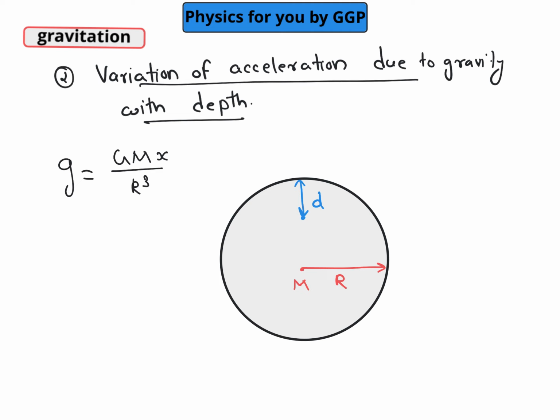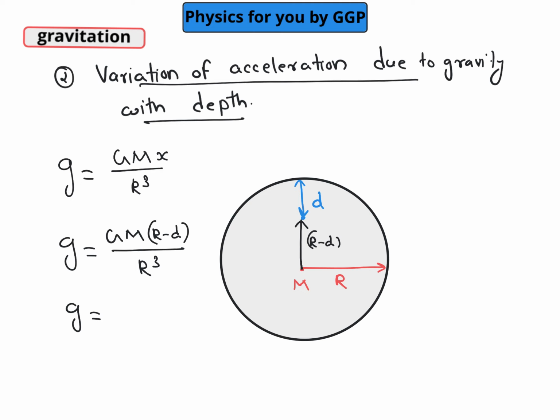Over here the value of x is nothing but the distance from the center. So if we are considering a depth d below the Earth's surface, the distance from the center of the Earth will be R minus d. So instead of x we can take R minus d. Acceleration due to gravity g we can take as GM into (R minus d) divided by the radius of Earth cubed, R cube.